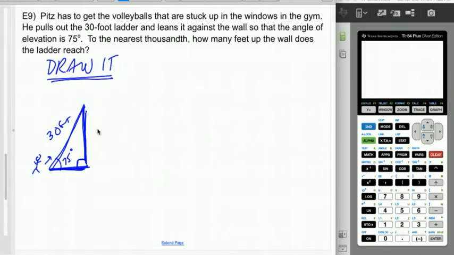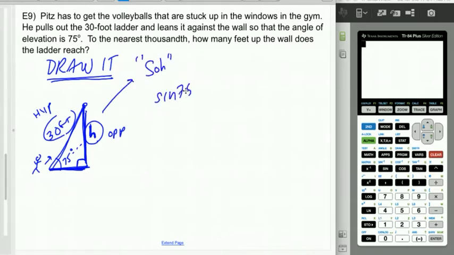Anyway, so we want to know how high this thing reaches up the wall, so I'm going to call that H. You could call it anything. I'm going to call it H. So now once I have a picture, I have to figure out what I know. Relative to the 75, I seem to know the opposite side and the hypotenuse, because the hypotenuse is always opposite the right angle, right? So I think, oh, hey, I need to use SOH, right? I'm going to use sine. So the sine of 75 degrees is going to be H over 30.